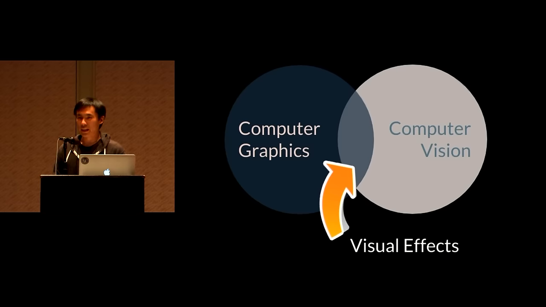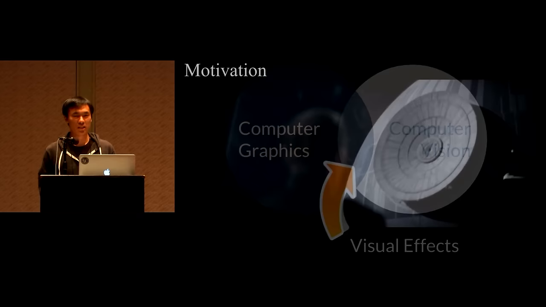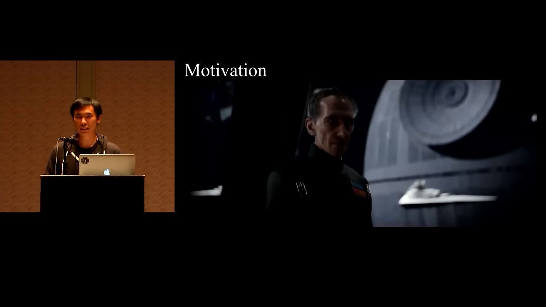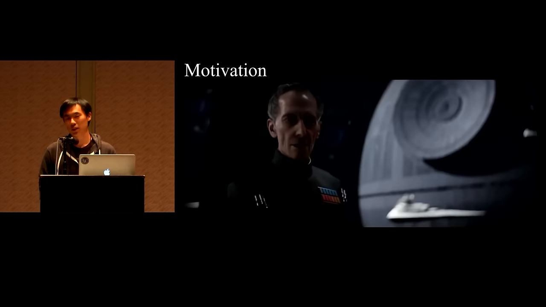One particular aspect of this mix of computer vision and computer graphics that is really relevant for movies nowadays is the creation of digital faces for movies. One of the more recent examples of this is General Tarkin in Rogue One. I'll note that we did not collaborate with Lucasfilm for this, for the lawyers.